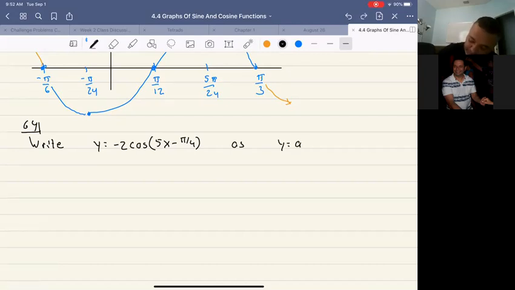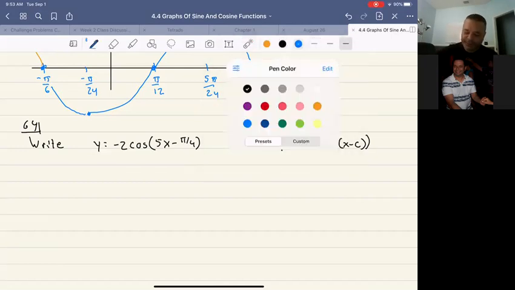cosine of b times x minus c. Okay, so all we really need to do here is rewrite this to get the phase shift right. What would be the phase shift here? First instinct is, oh, pi over 4, but that's wrong. You've got to divide out that 5.